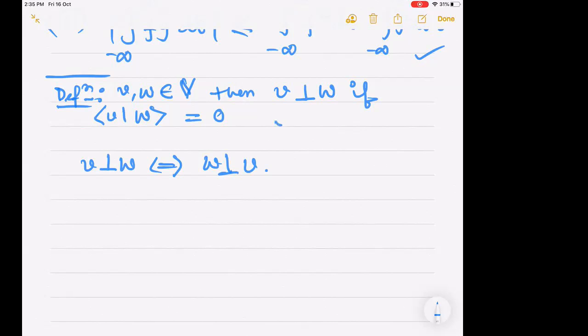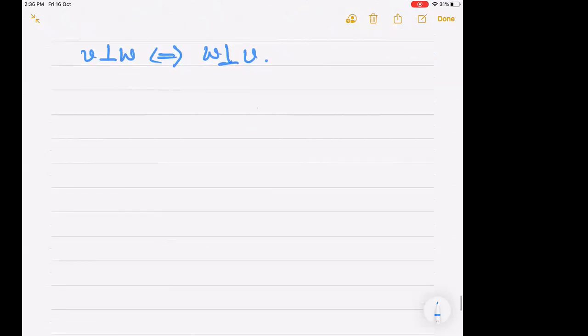Okay, this is the definition of orthogonality of two vectors. Simple, no? The moment we have the definition of orthogonality of two vectors, I can actually talk about orthogonality of a set. Let S be a subset of an inner product space.